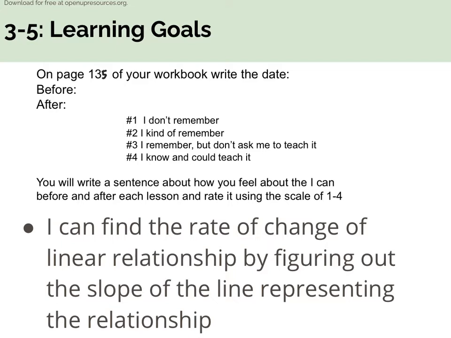What you need to do is turn back to page 135. You need to read the I can statement. I can find the rate of change of a linear relationship by figuring out the slope of a line presented in the relationship. So give yourself a number, 1, a sentence and how you feel about that.